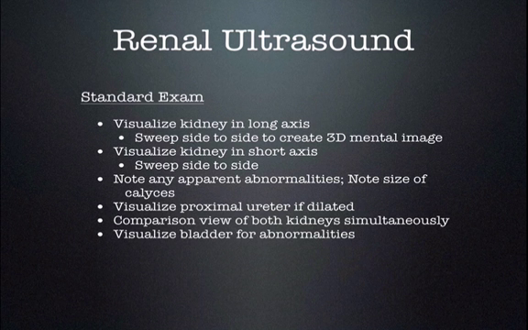The standard renal exam consists of complete visualization of the kidney in both long and short axis, always sweeping side to side, being careful not to miss any portion of the kidney. The most commonly overlooked area of the kidney is the inferior pole. While panning, note any gross abnormalities, specifically looking for the size of the calyxes. Compare both kidneys to each other, and lastly, visualize the bladder.